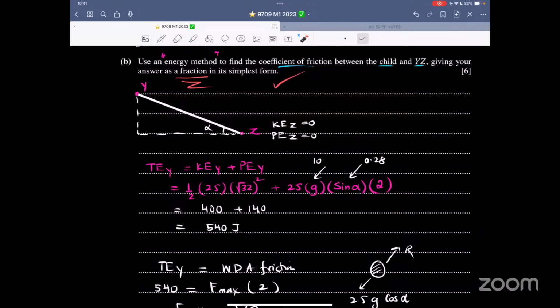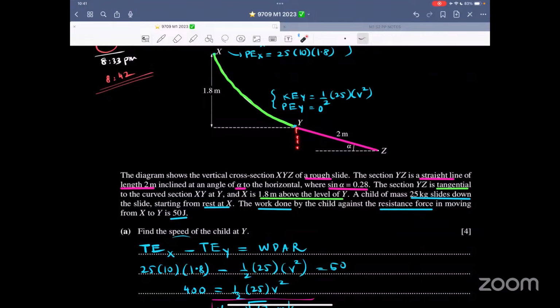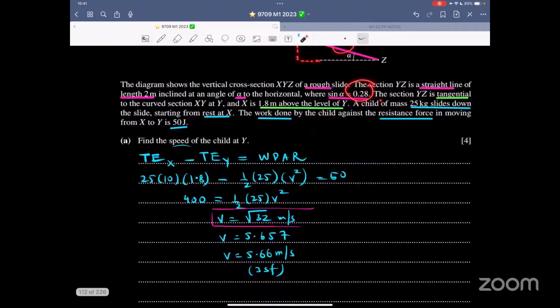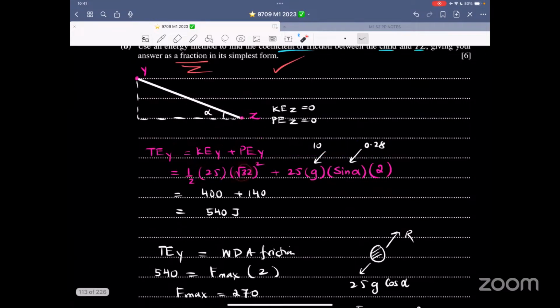Now over here, total energy at Y, that is kinetic energy at Y and potential energy at Y with respect to this level. So do we have the height? We don't have the height, but we can calculate it. Sine alpha is 0.28. This is 2 meters, so I can use this. Or I can write mg sine alpha multiplied by the distance. That's the same thing. So now this root 32, that was over here.